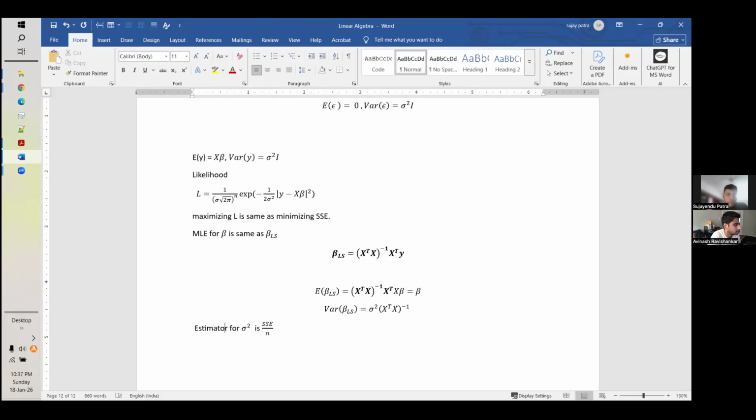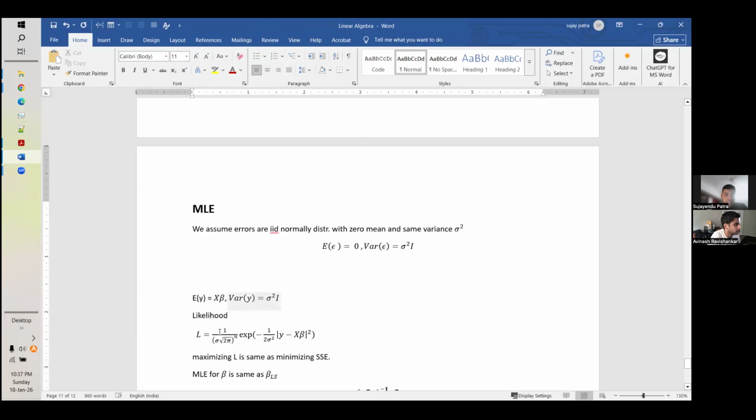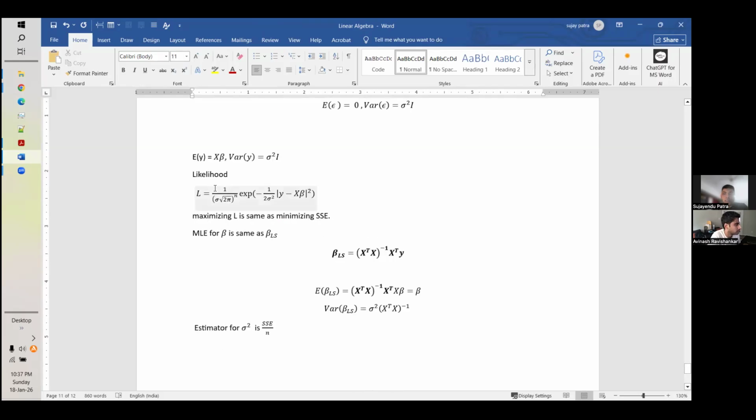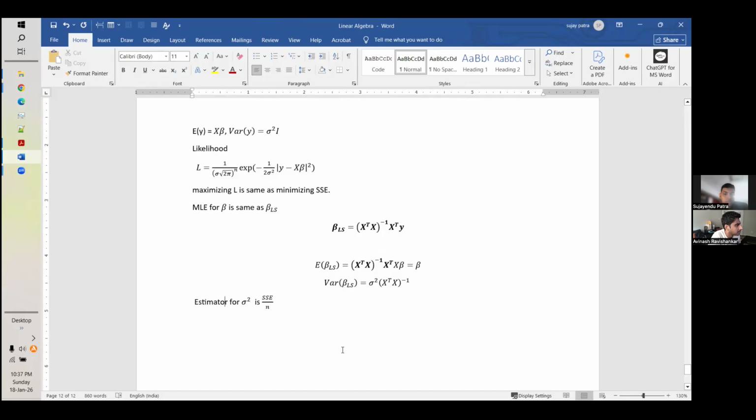Again, the way to derive this is take this expression for likelihood, take a logarithm, then take a derivative and set the derivative to 0. Then you get this, the MLE method. So these are the two most important results: that the beta hat is unbiased, it has this expression for variance, and the sigma square estimator exists.